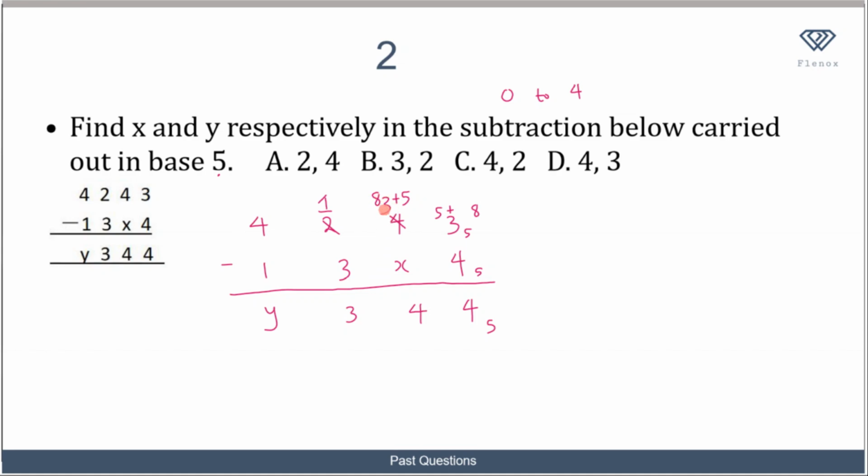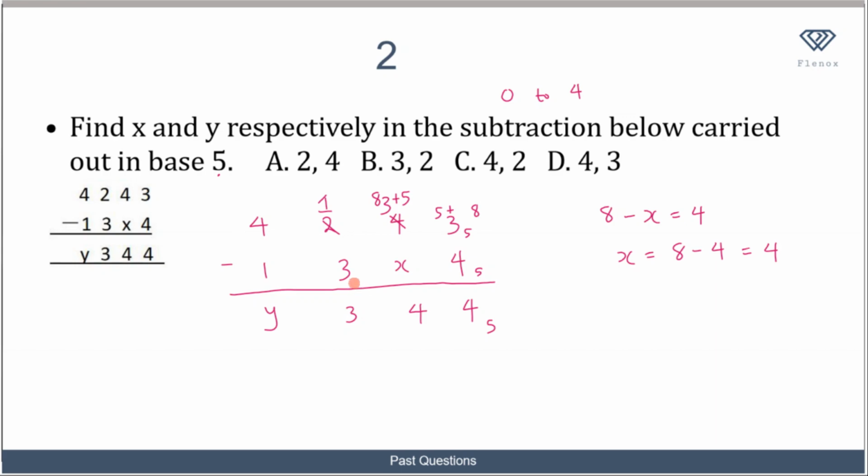So now we have 8 minus x to give me 4. So we can write that out: 8 minus x is equal to 4. If you make x the subject of the formula, we can see that x is equal to 8 minus 4, which is equal to 4. So we know that the x value here is 4. So we proceed. Now we move on to the next column.